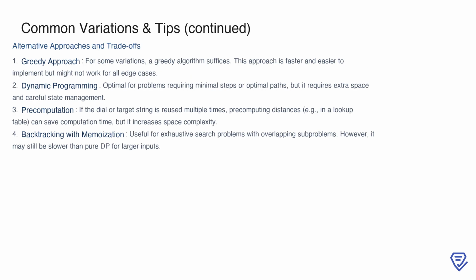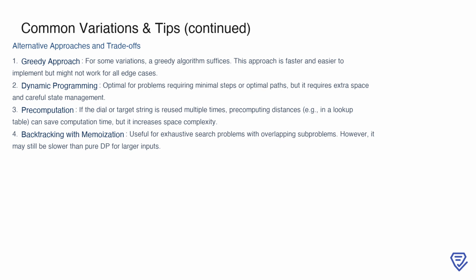Finally, let's explore alternative approaches and their trade-offs. A greedy approach can sometimes be sufficient for specific variations of these problems. It's faster and simpler to implement but may not handle all edge cases correctly. On the other hand, dynamic programming is ideal for scenarios where you need to find minimal steps or optimal paths. However, it comes with its own challenges, such as increased space usage and the need for careful state management.